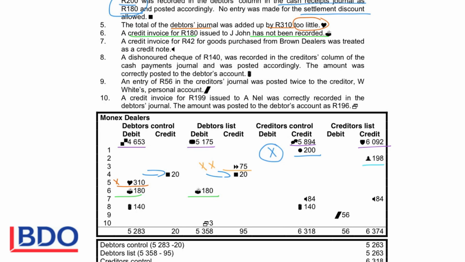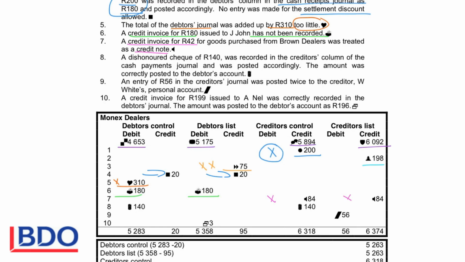A credit invoice for 42 for goods purchased from Brown dealers was treated as a credit note. Now we bought goods from Brown dealers. That means we are dealing with creditors. It was treated as a credit note, so it was recorded in the wrong journal. If we treat it as a credit note, it was recorded in the creditors allowances journal. So that means in our creditors control, we showed an amount on the debit side of the creditors control account, and we showed an amount in the creditors list on the debit side.